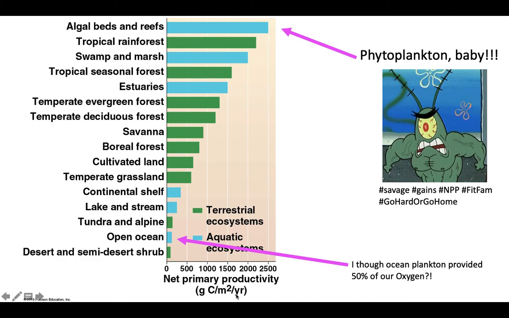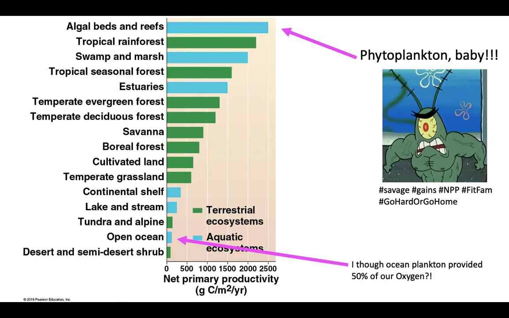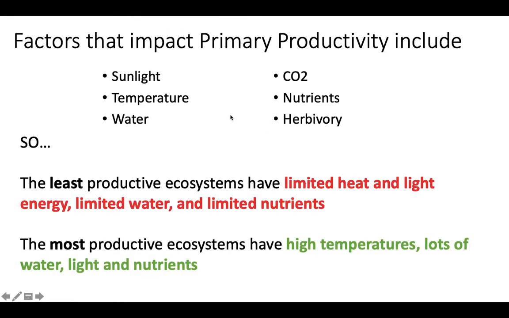So the primary productivity is low for the ocean, but because there's so much ocean, right, there's like, I don't know how many millions of meters squared of ocean there is, right? That means that there's actually a lot of oxygen being produced, right? Like a penny is not worth very much, but if you have a lot of pennies, you've got a lot of money. There are global patterns in net primary productivity that are going to relate to climate. Right, going to relate to these factors we talked about here.